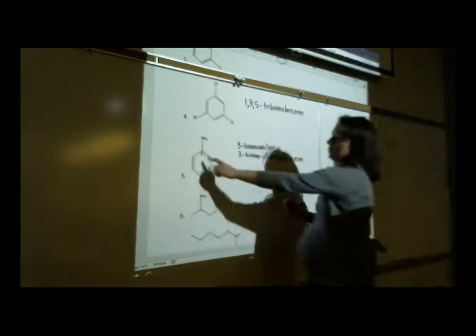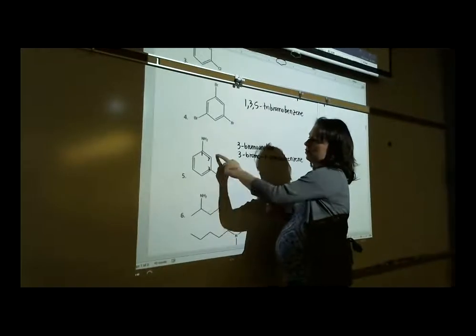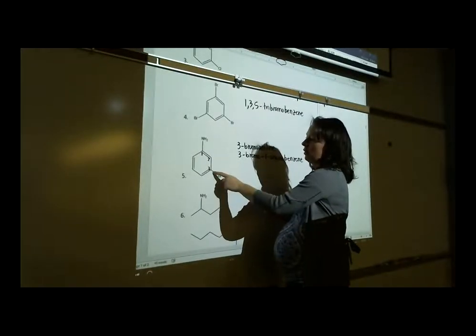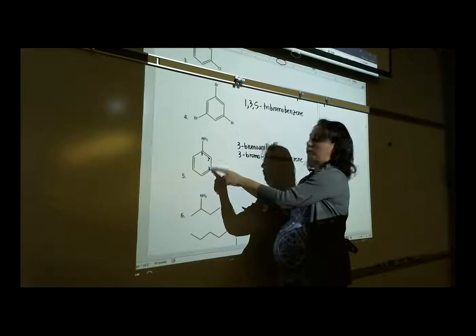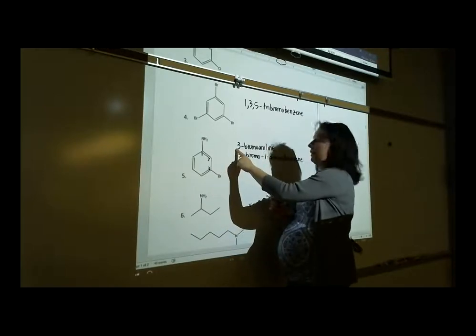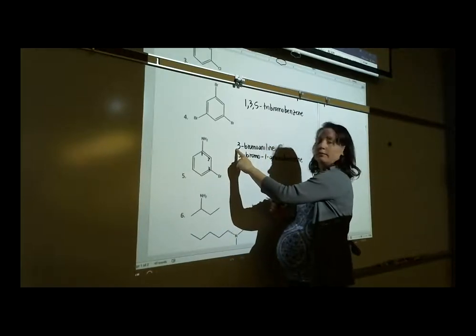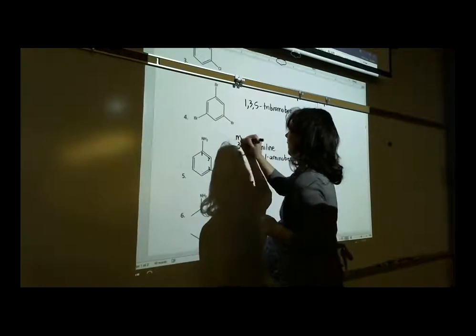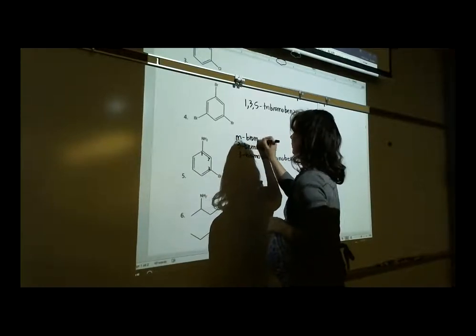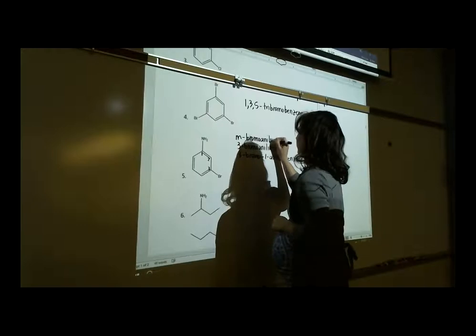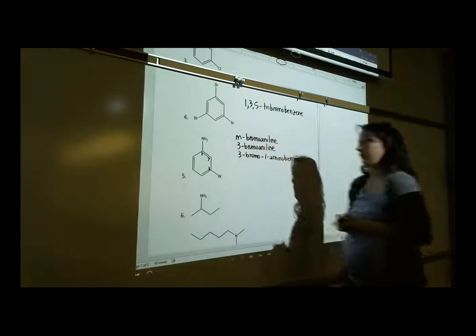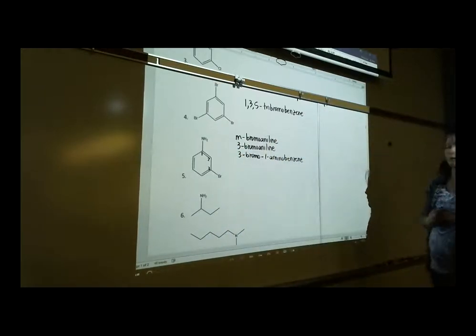When they're not next door and not across, what letter could we use to replace the 3 in the aniline? Right, so you could also call this M-bromoaniline. 3 names work there.